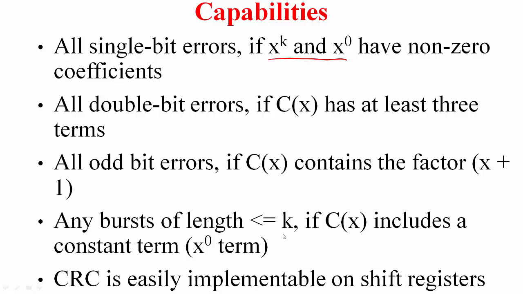And similarly, any burst of length less than or equal to k can be captured if Cx includes the constant term. So these are not difficult to prove. I will leave it up to you to work it out. Another point that I need to emphasize is that CRC algorithm as such is very easy to implement on shift registers. That is why it's very popular.